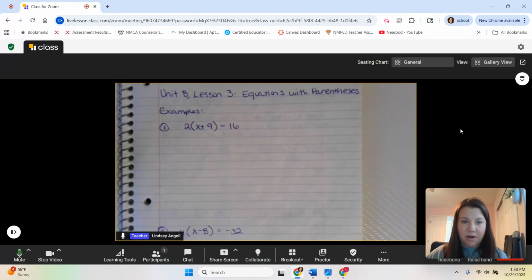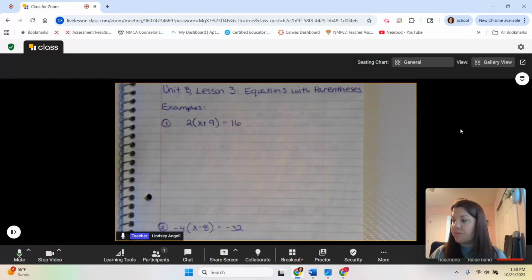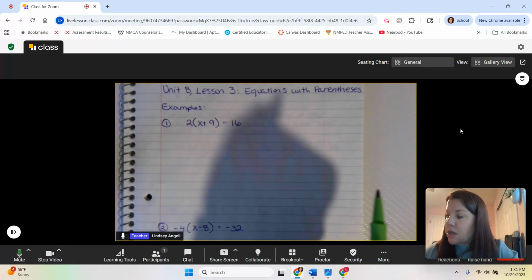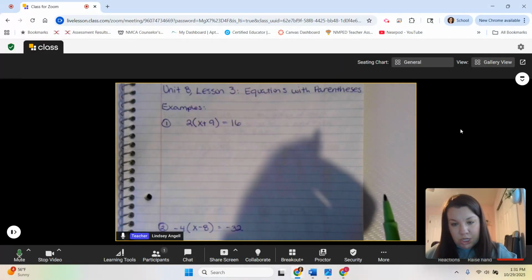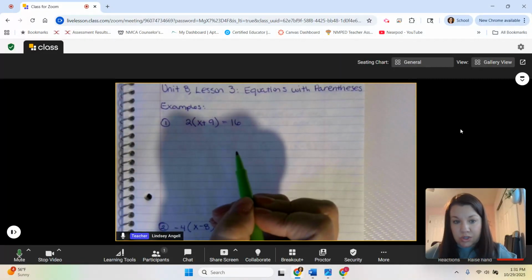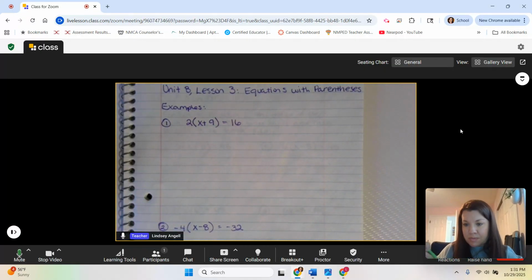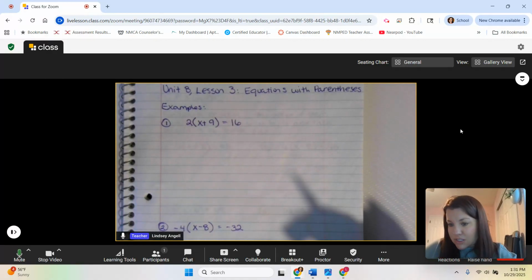Again, like yesterday, I don't have a lot of pre-notes for you. Our first problem is 2 times (x plus 9) equals 16. I'm going to show you two different ways to solve this, but hopefully it will help you see that eliminating the number outside the parentheses first can be helpful. One option is to use the distributive property. We see those parentheses and the number right on the outside of it, and we know it means to multiply. So let's do that.